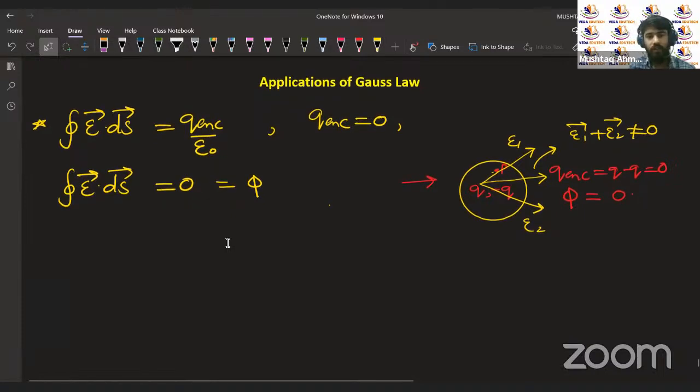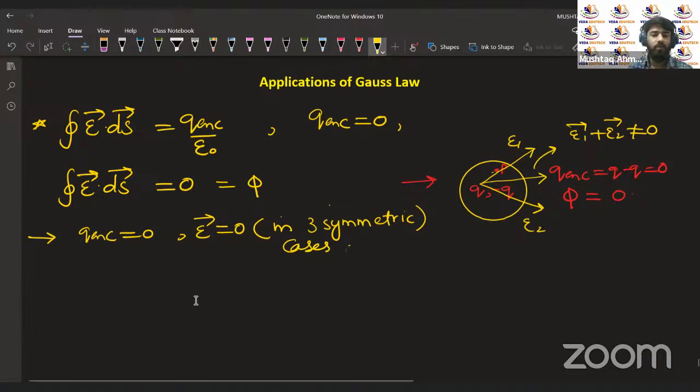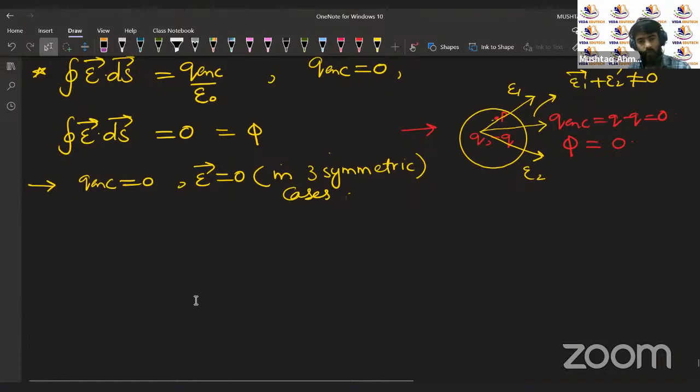It will be 0 only if the charge distribution is symmetric, right? So if Q enclosed is 0, then the electric field will be 0 in three symmetric cases only, right? In three symmetric cases only, the electric field will be zero when the charge enclosed is zero, right?